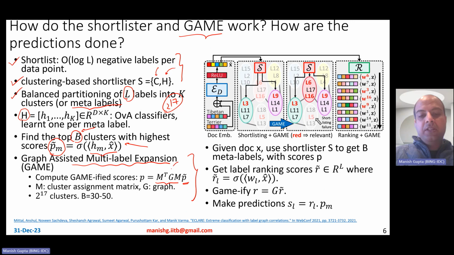What is M transpose GM? G, as you would recognize, is your label correlation graph. M is your cluster assignment matrix. It basically just tells which label belongs to which cluster, and therefore M transpose is the transpose of the cluster assignment matrix. Okay, so that gives you a revised set of clusters P.